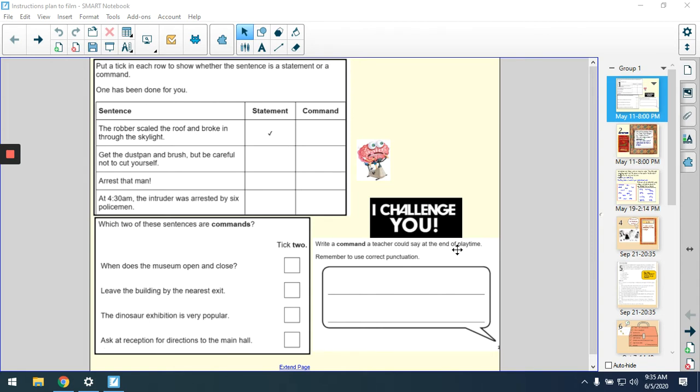Write a command a teacher could say at the end of playtime. Remember to use correct punctuation. If it was a command that was quite forceful, you might have an exclamation mark at the end of it, but it's likely to be a full stop.